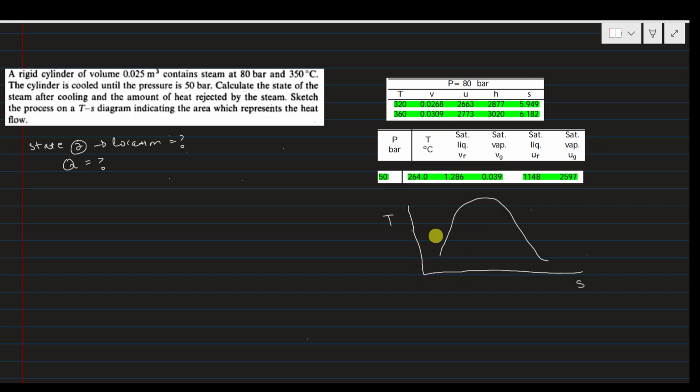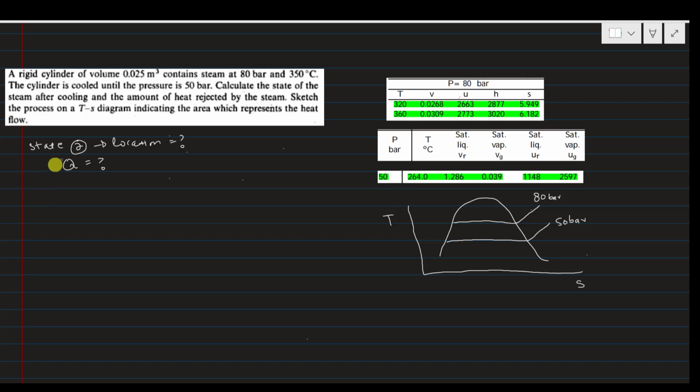This is the TS diagram. So we have two pressures, that is 80 bar and 50 bar. The highest pressure in this statement is 80 bar, which I have shown on this curved line, and the next line is the 50 bar line.